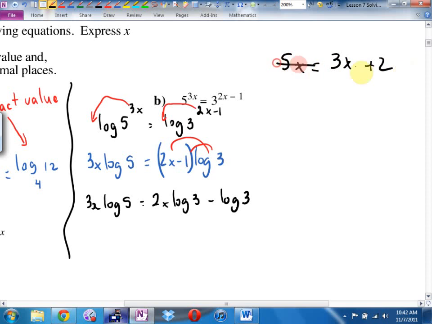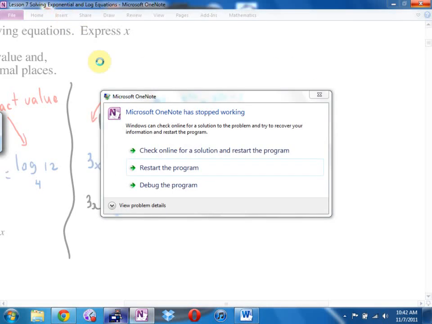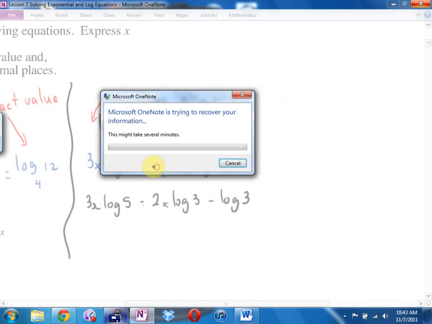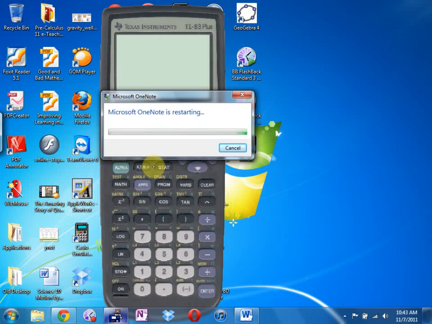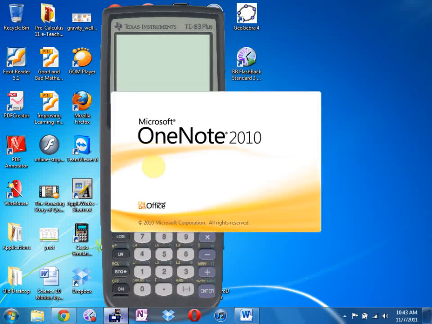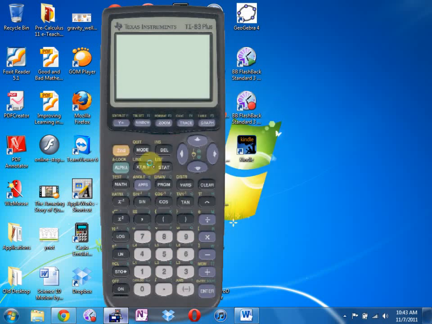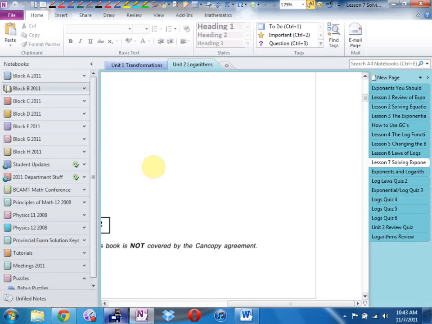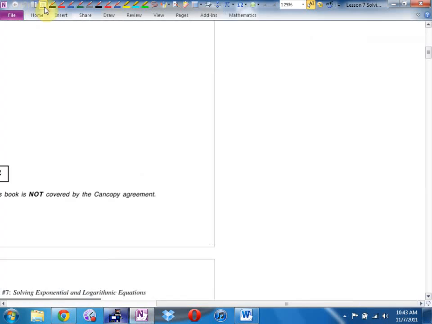I think, whoa, that's no good. That's like the fourth time in 5 years that that program has crashed. It never crashes. All sorts of wonky things happening. We're back, yay.